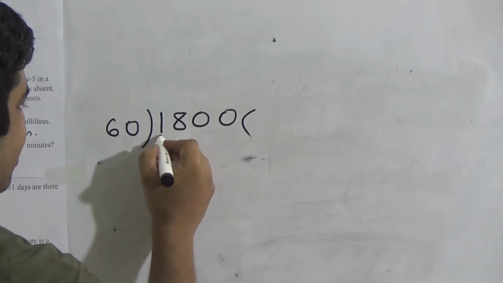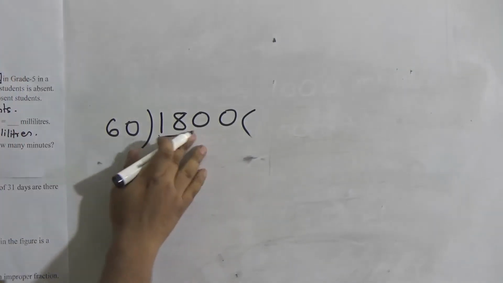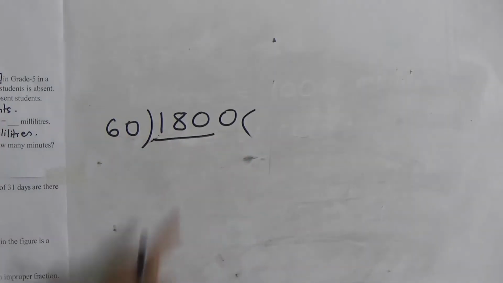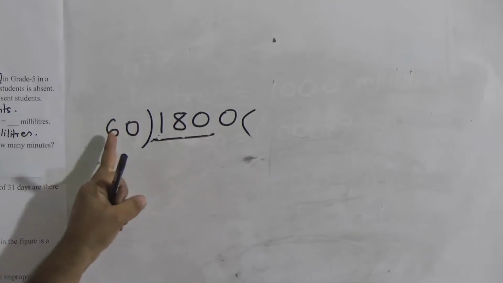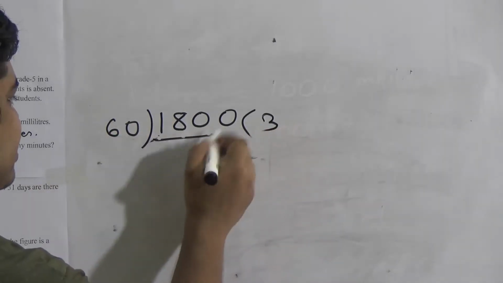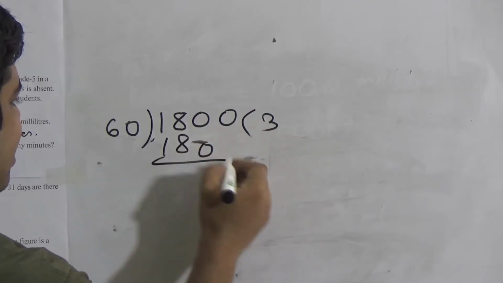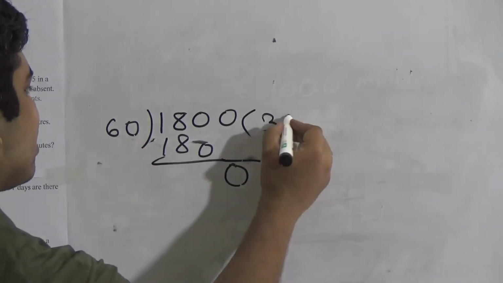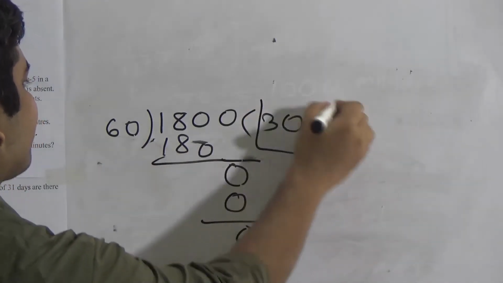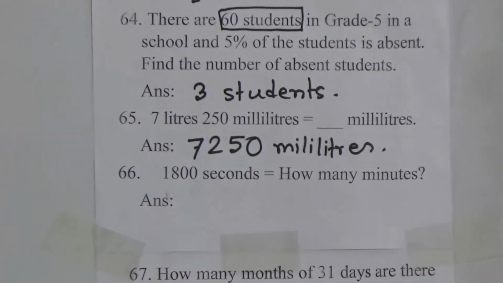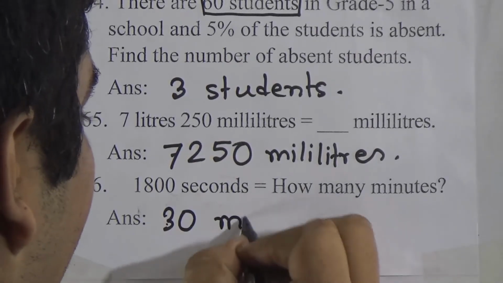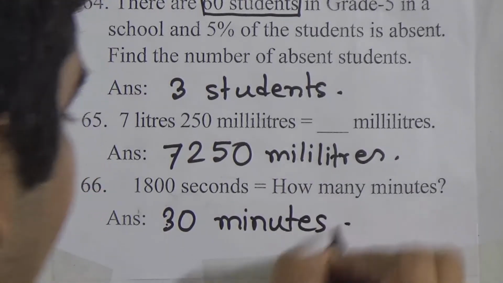Now at first we take 2 digits, but 18 is smaller than 60. For this reason we take 3 digits. In 180, 60 goes in 3 times. That means 3 zeros are 0 and 3 6s are 18. And if I subtract, then 0, and this 0 is placed here. In 0, 60 goes in 0 times. That means 0. So 1800 seconds makes 30 minutes. The answer is 30 here. So here write 30 minutes. Okay.